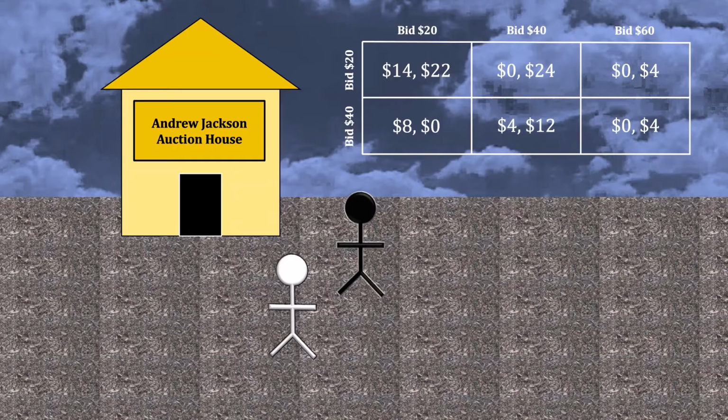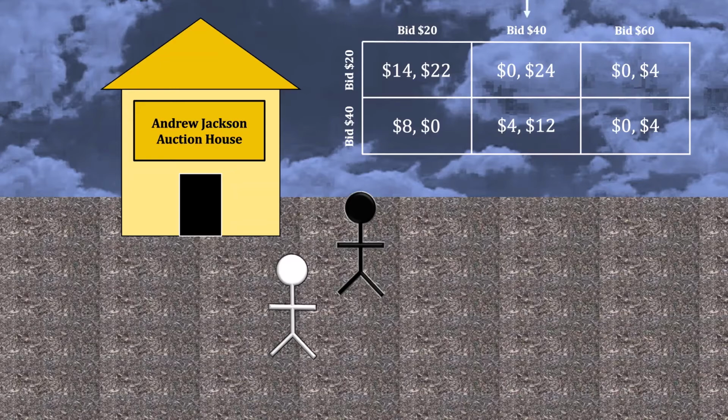Do you see where to go from here? It may be difficult to figure out what you should do, because your choice depends on what your opponent is doing. If your opponent is bidding $20, then it looks like you also want to bid $20. But if your opponent is bidding $40, then you also want to bid $40. And if your opponent is bidding $60, then it looks really bad for you either way. To make any progress, we're going to instead have to look at your opponent's incentives.